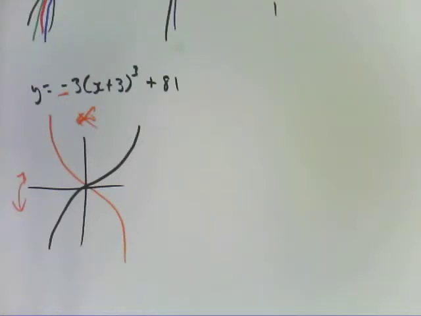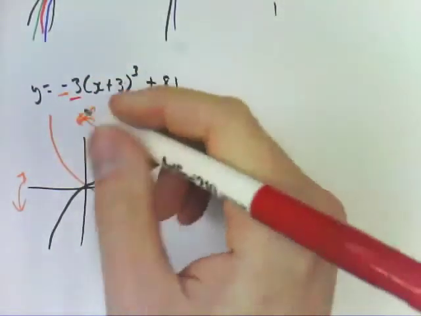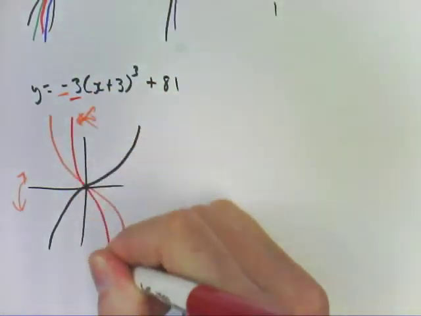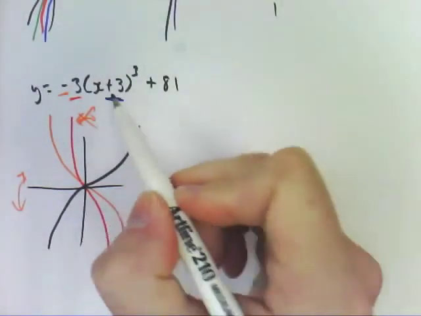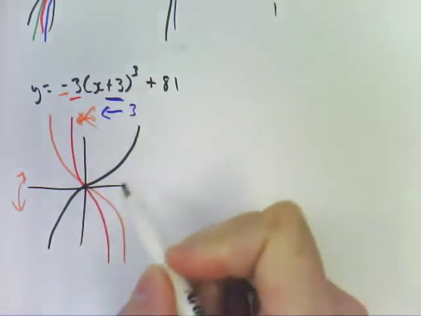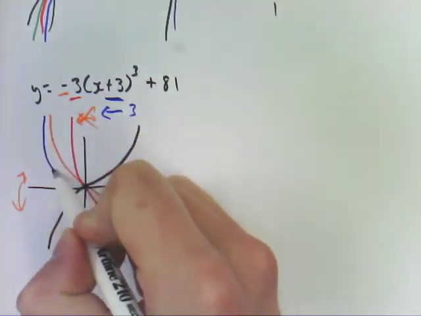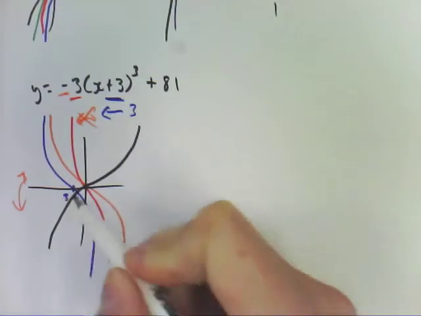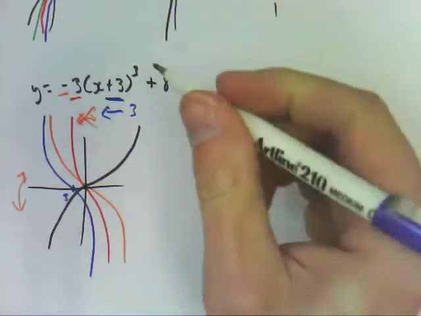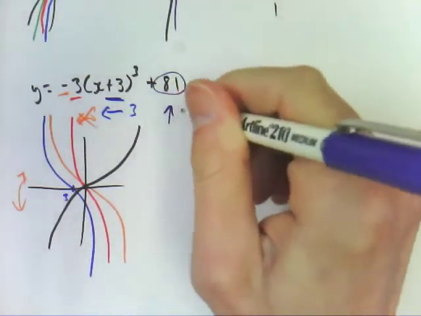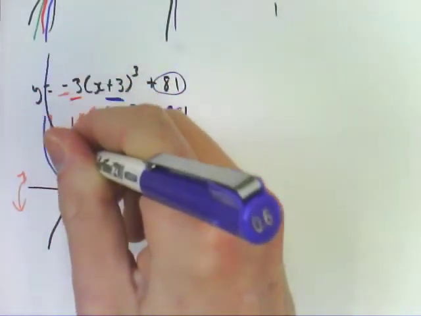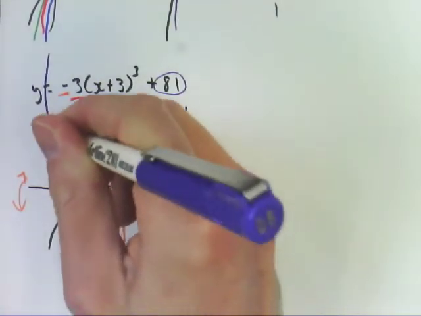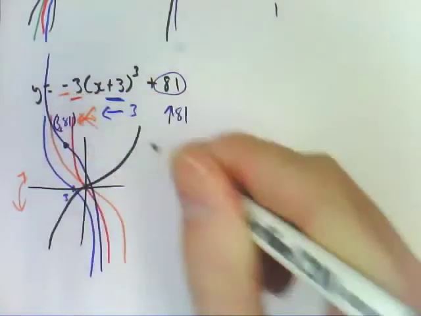Now it's squished by a factor of 3, so we're coming in. And then what are we doing next? Which way are we moving? We're moving that way 3, aren't we? So we're going to move it over here 3. And then what's this tell us to do? Move it up 81. So we're going to move it up 81, so it's going to stay roughly there, and we're just going to do this. Alright, and my point of inflection is 3, 81.